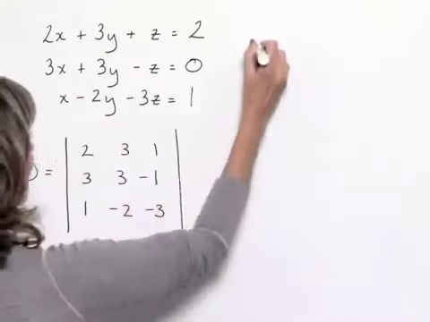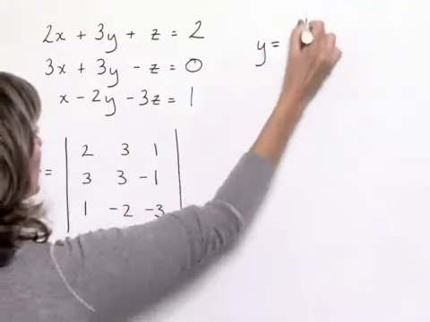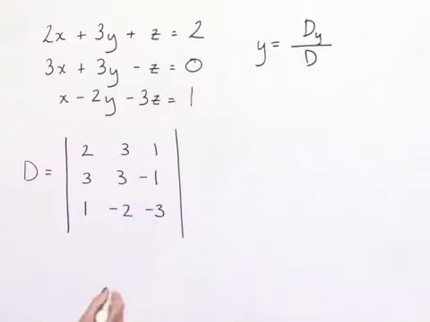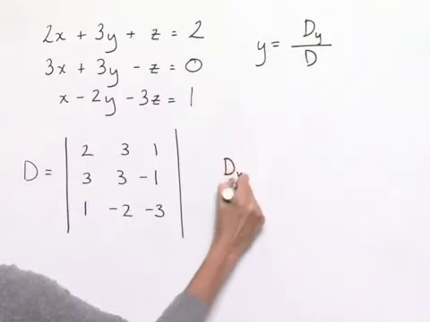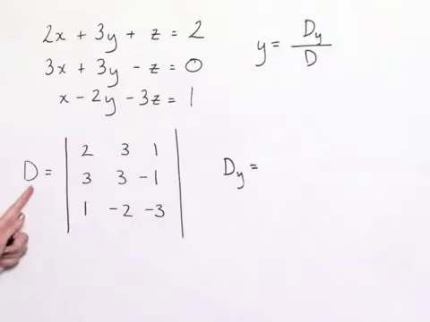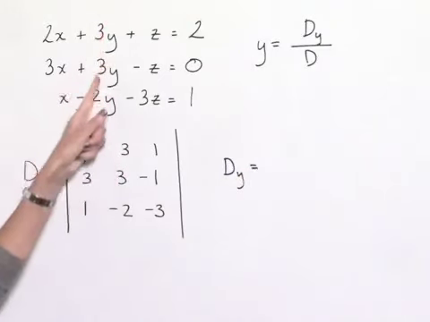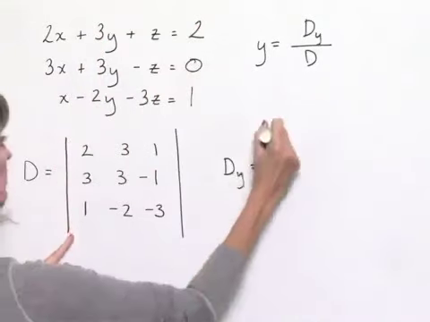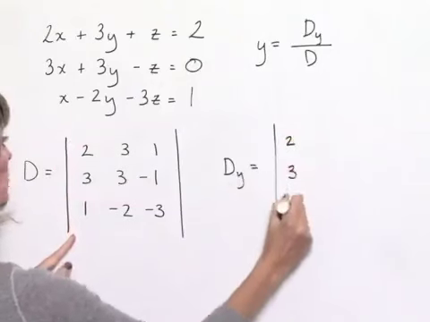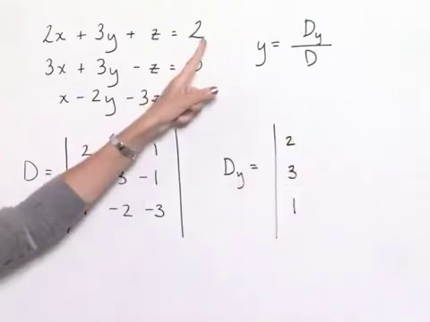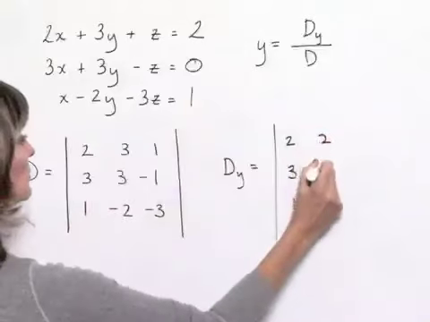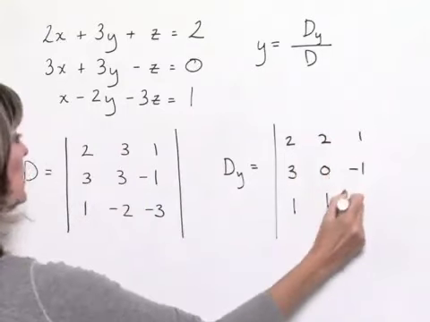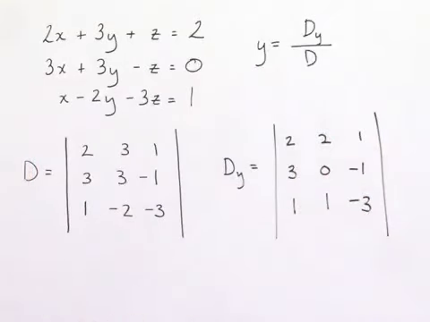Now we're going to look for our y value. To find our y value, we'll have a determinant labeled d sub y divided by the coefficient determinant d. To form d sub y, we're going to take our coefficient determinant, and where we have our y coefficients, we're going to replace those with the constants. So our first column will be the same, 2, 3, 1. Our second column will be replaced with 2, 0, 1. Our third column will remain the same, 1, negative 3. Let's now evaluate this determinant.